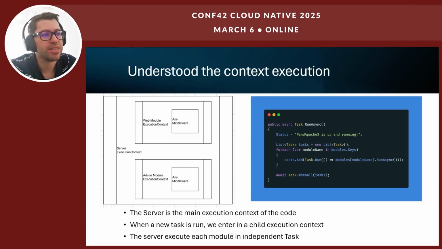If it's from the web module, or if it's from the admin module, to ensure that the correct information is in the log. To solve this, we must first understand the concept of execution context. Each part of the code runs in its own context. When the server runs, we are in the main function, in the main execution context of the program. When a new task is created, it forms a child execution context. And something important to know is that when we run the server, so here is a function run async, not of the module, but of the server itself, the server will start its modules in a new task.